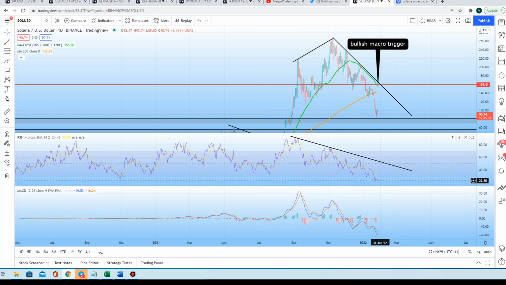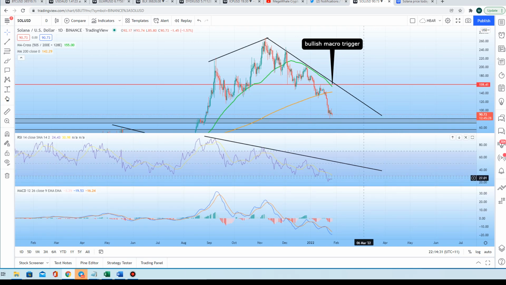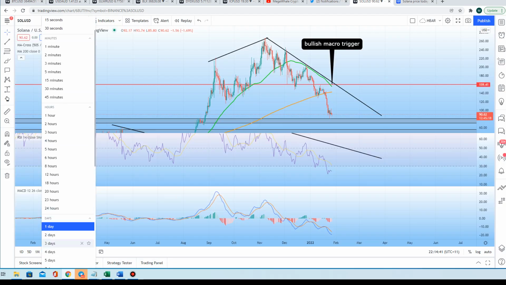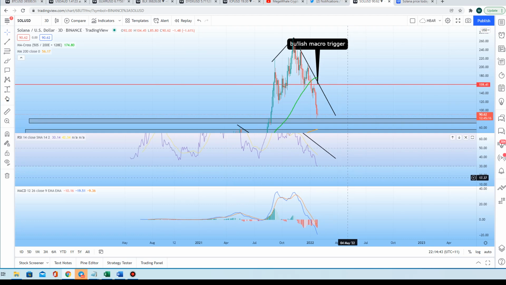We are oversold, but like I said before, being oversold absolutely means nothing. You can remain oversold for a long period of time. We would wait for a push and break above the 30% on the RSI before we consider any kind of significant move to occur. Let's move to the 3-day chart.